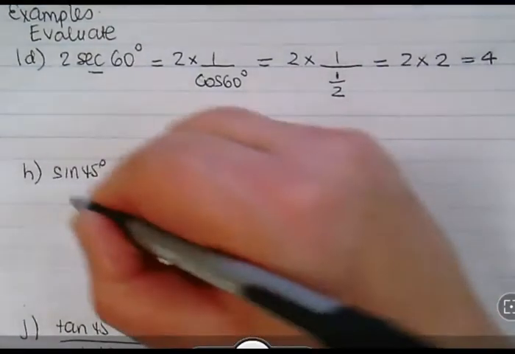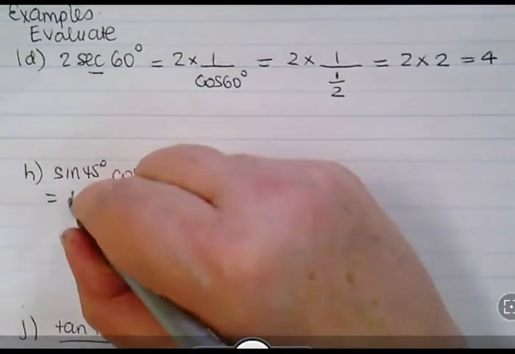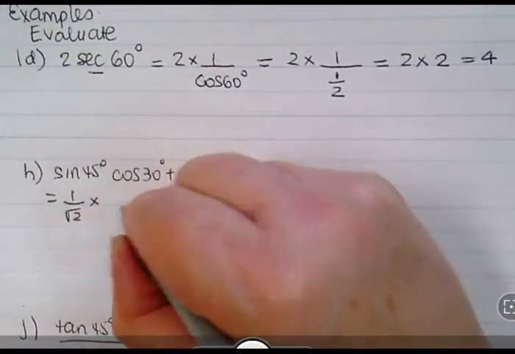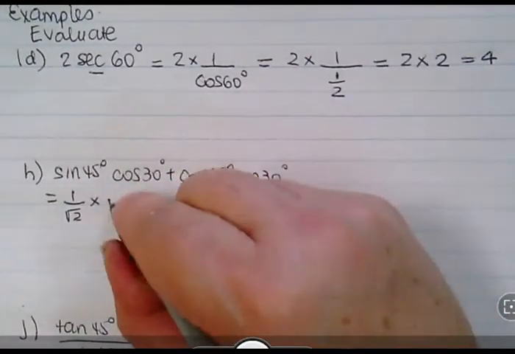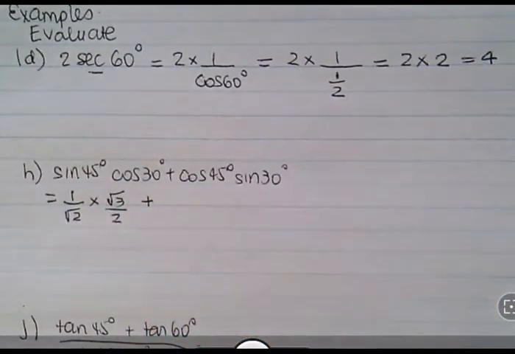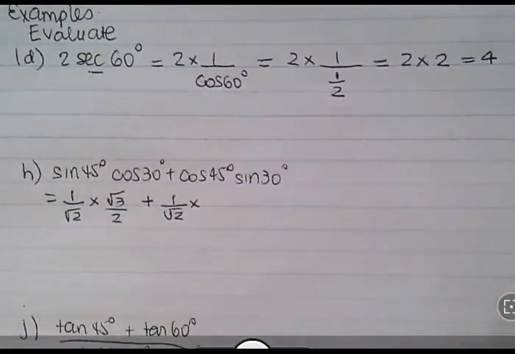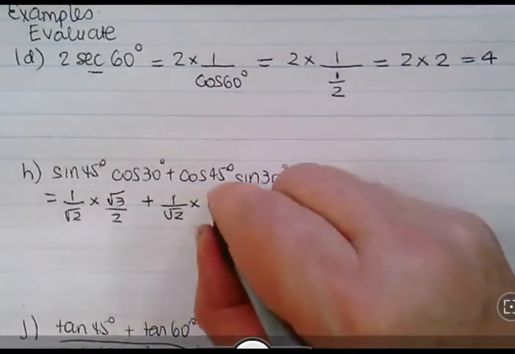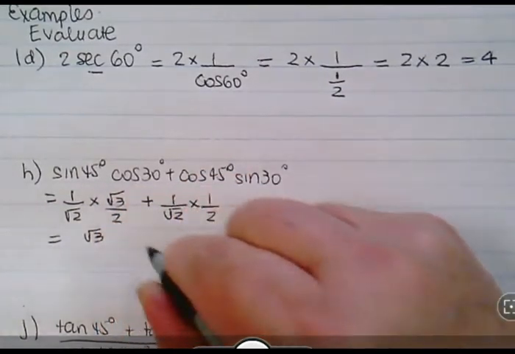Now the next one. Sine 45 cos 30 plus cos 45 sine 30. Sine 45 is 1 on root 2. Cos 30, well, sine 30 is the nice one. It's a half. That one's root 3 on 2. Plus cos 45 is 1 on root 2. Sine 30 is the nice one, which is a half. So this is root 3.